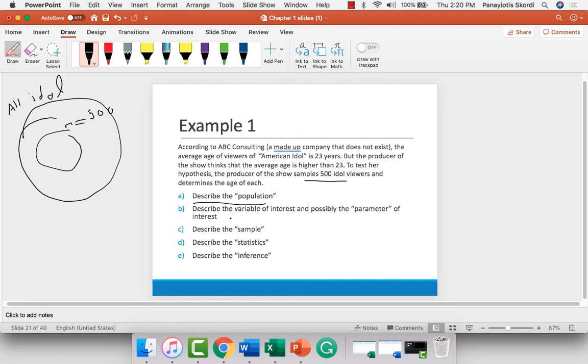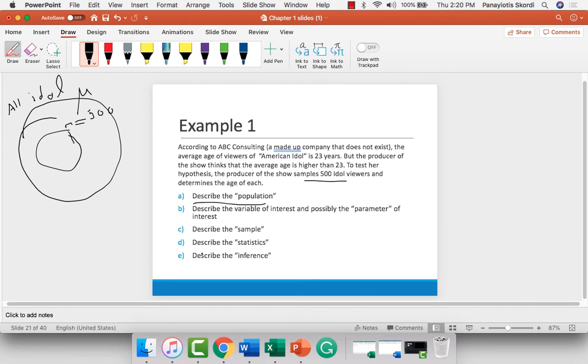Well, the variable of interest, what I'm really interested in working out, is the average age of the population of all American Idol viewers, and that happens to be a parameter as well. So the variable of interest and possibly the parameter of interest is the average age of all viewers. That's what I'm interested in finding. Describe the sample. Well, the sample is just the 500 people that they took in their sample.